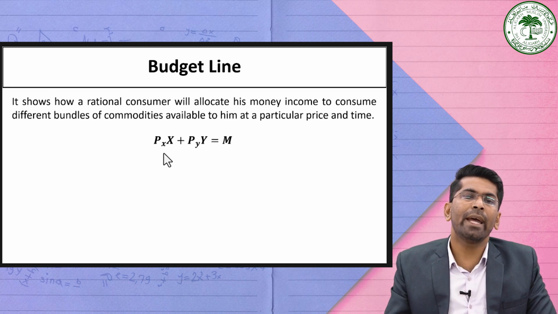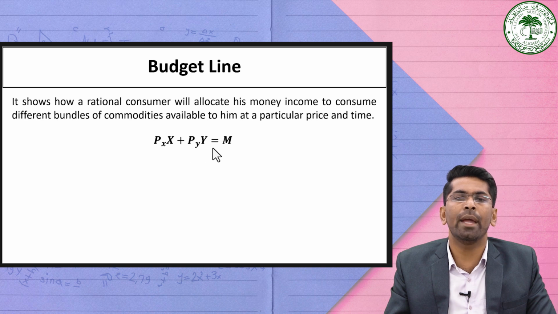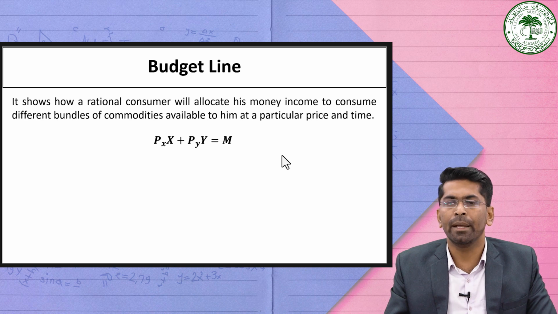See, it is Px X plus Py Y equal to M. Px is the price of commodity X, and X is how many units of commodity X you are going to purchase. Py is the price of commodity Y, and Y is how many units of commodity Y you are going to purchase, and M is nothing but your total money income.